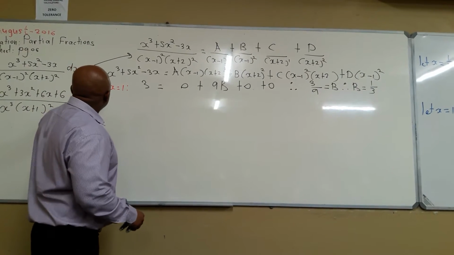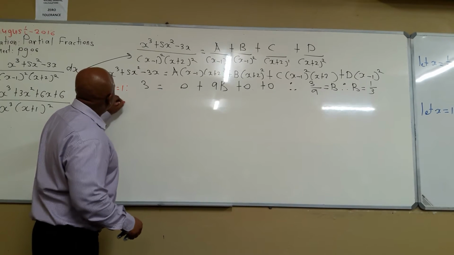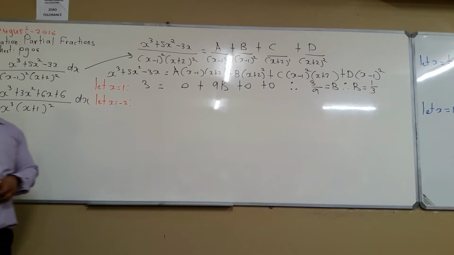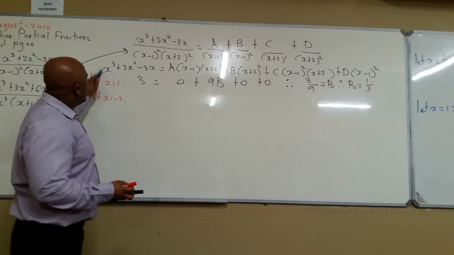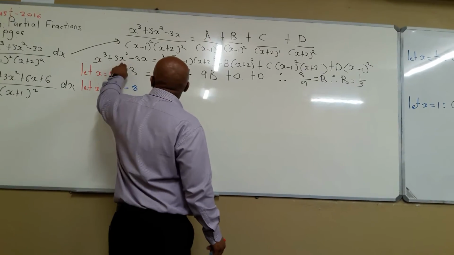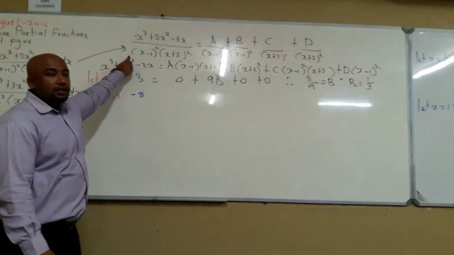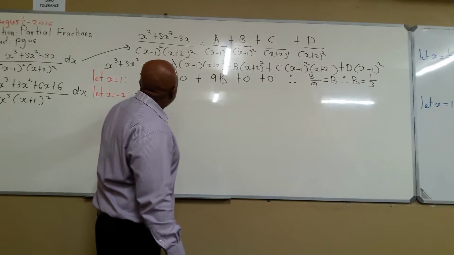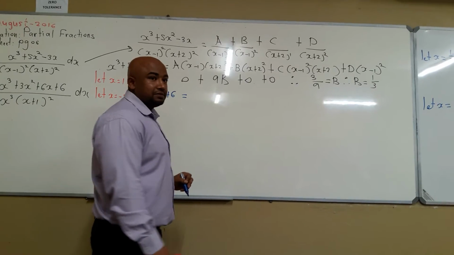Right, what's the next value to substitute? Minus 2. So let x equal to minus 2. So on the left hand side, let's see what we get. So minus 2 cubed, that will be minus 8. Minus 2 squared is 4 times 5, that will be 20. Minus 3 times minus 2 is plus 6. Alright.